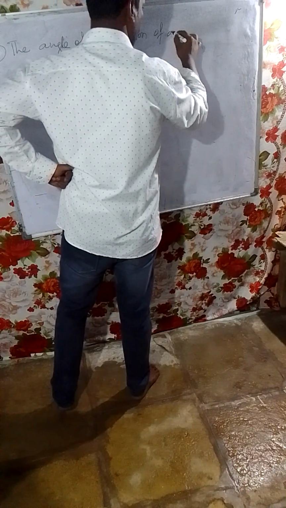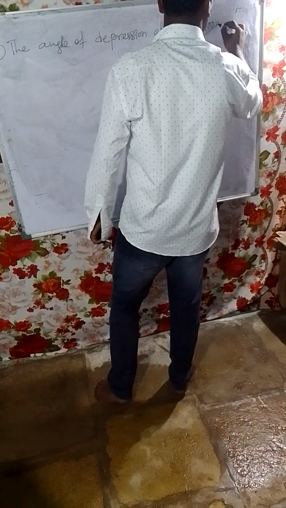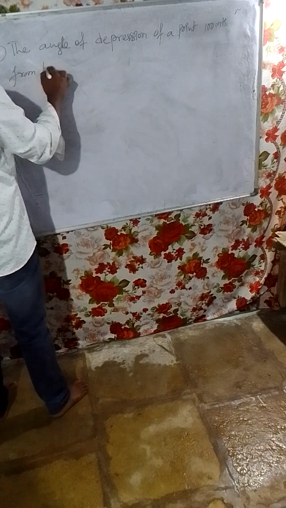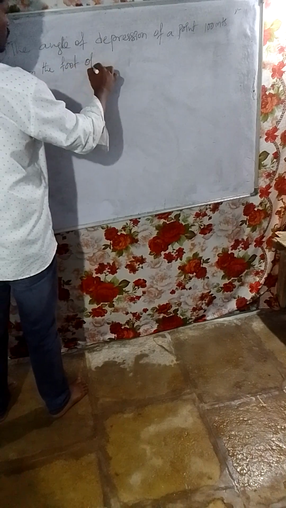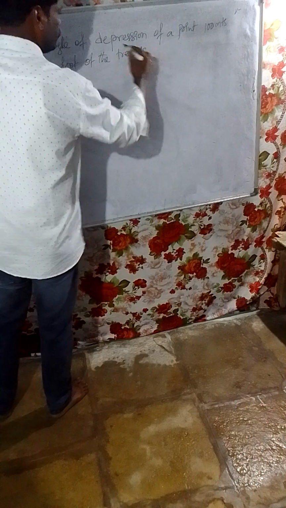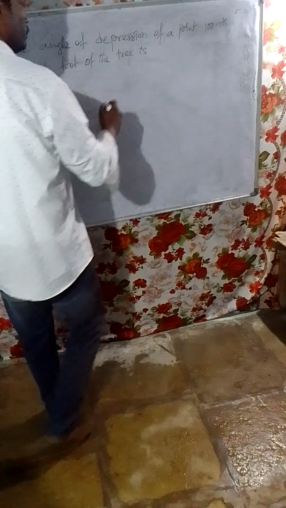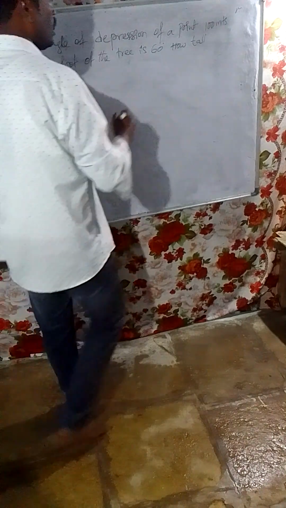The angle of depression of a point 100 meters from the foot of the tree is 60 degrees. How tall is the tree?